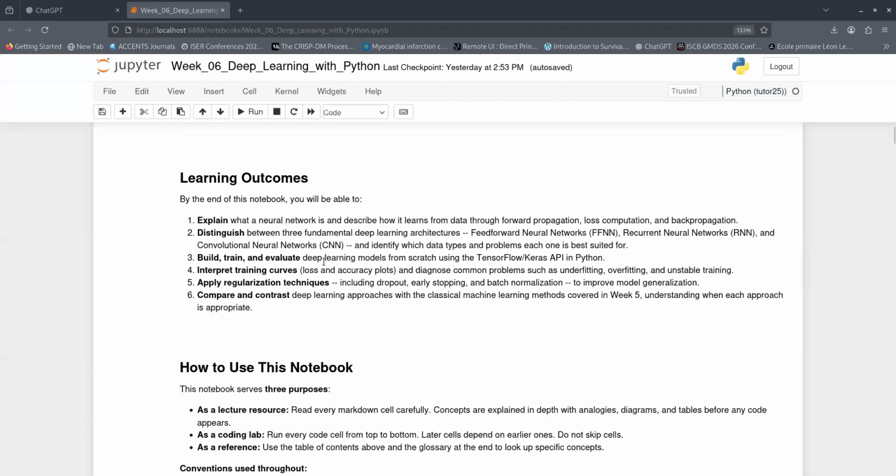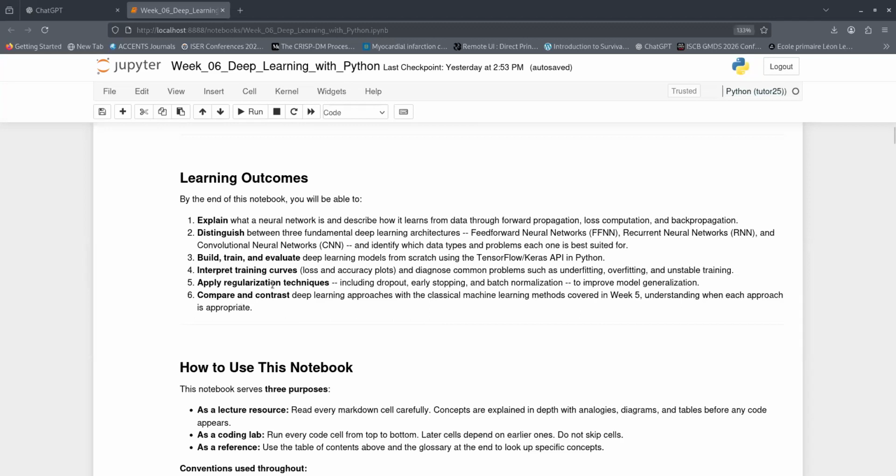one is best suited for which task. After that, to build from scratch using TensorFlow in Python. We also need to interpret the loss and accuracy plots, and to diagnose common problems such as underfitting, overfitting, and unstable training. All those concepts, we are going to see them properly.